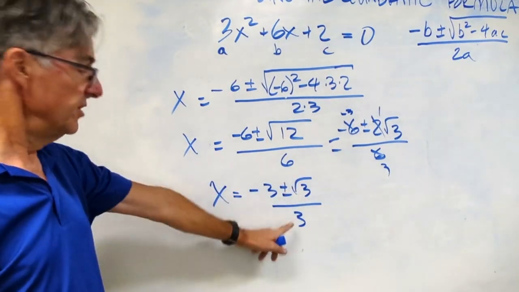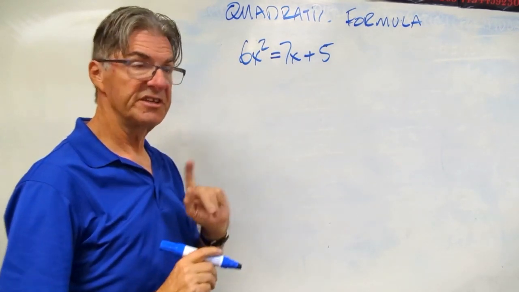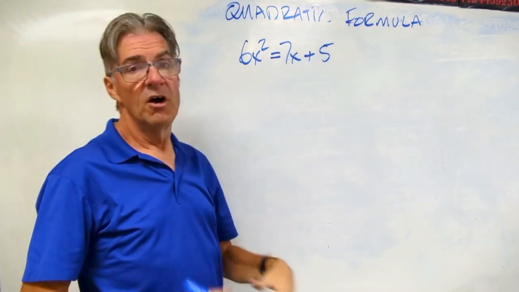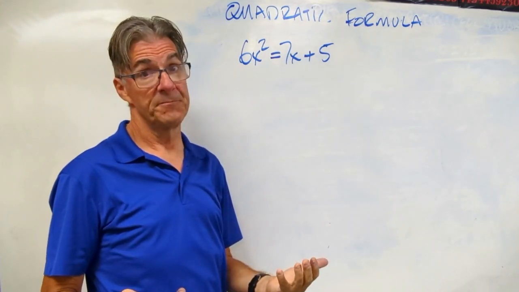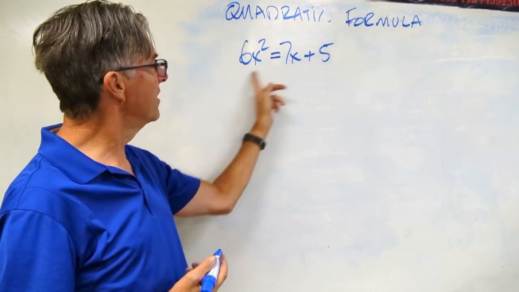If it says exact, you're done. All right, let's do a couple more problems and then I'll let you go. So check this out: 6x squared equals 7x plus 5. What's your first step going to be? Right, you need to put this into general form. And right now we're not there.